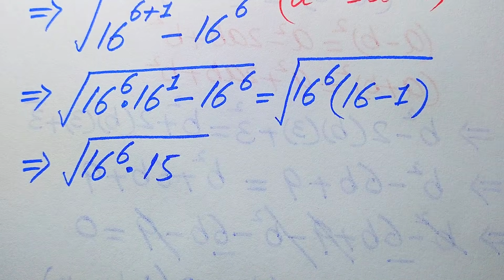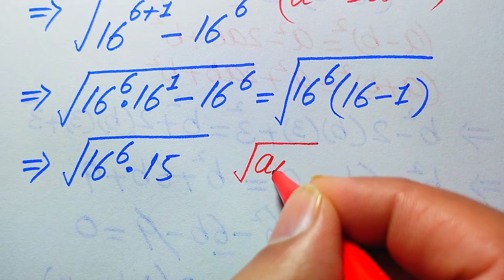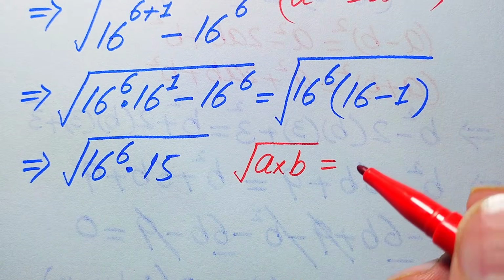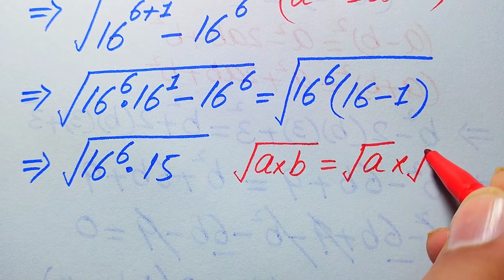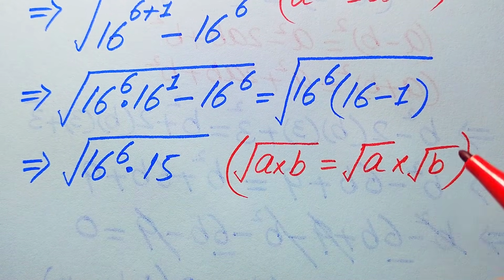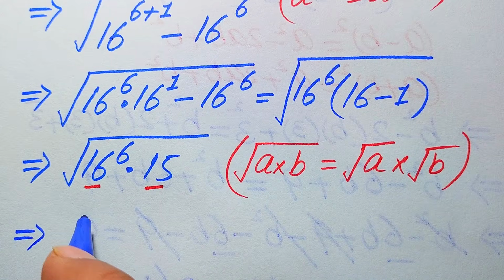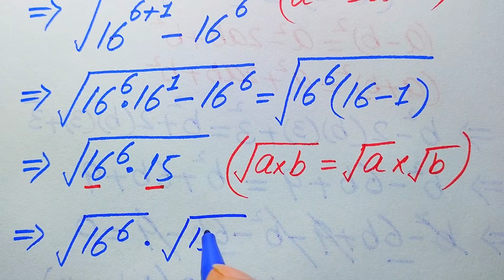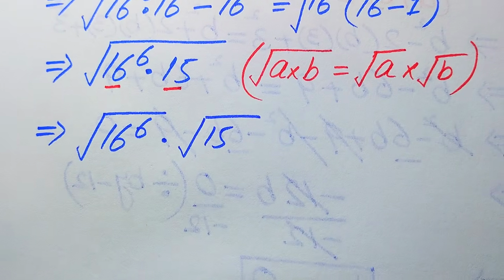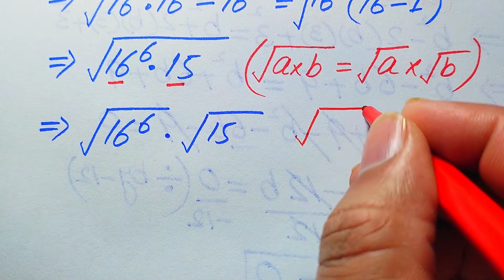And now we use the nice radical law. You know about that: if inside the square root sign we have two numbers multiplied by each other, then we can apply the square root separately on both of these two values in this way. So according to this rule of radicals, first we apply the square root on 16 to the power of 6, and then we apply the square root on 15 only.